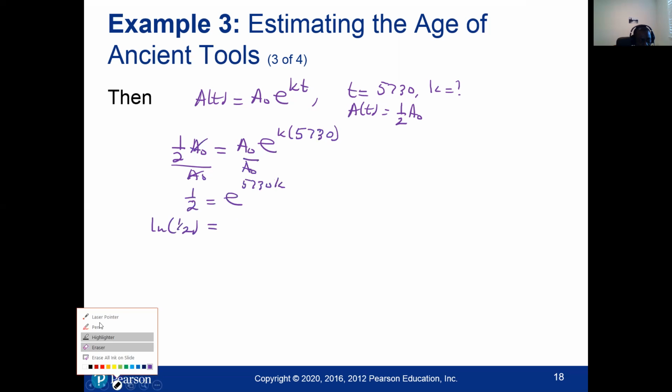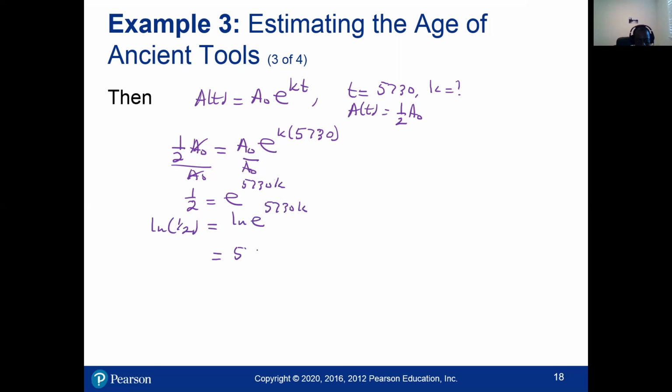Let's take the natural log first. So the natural log of e raised to what? 5,730 K. Then we simplify the right-hand side, which is 5,730 natural log of e, and that is equal to the natural log of 1/2. Okay, so if you divide both sides by what?